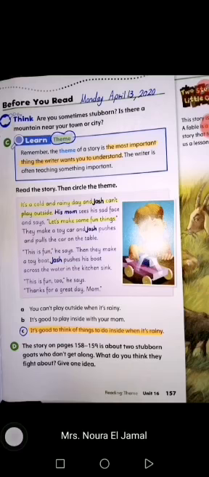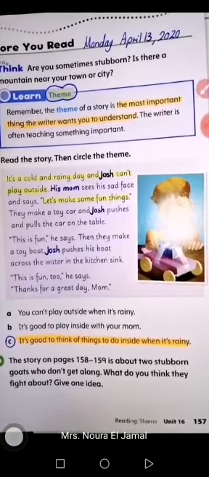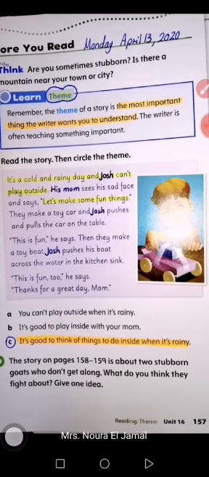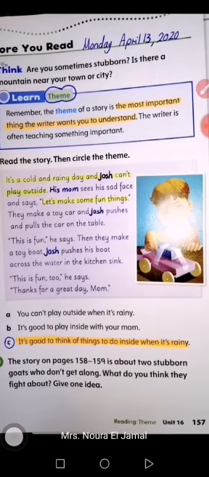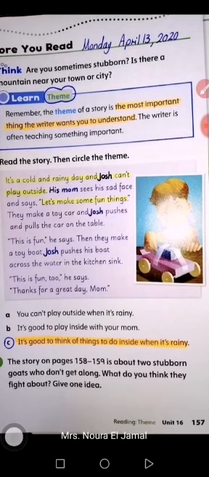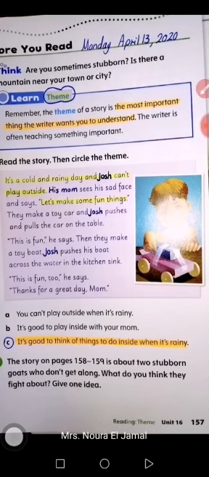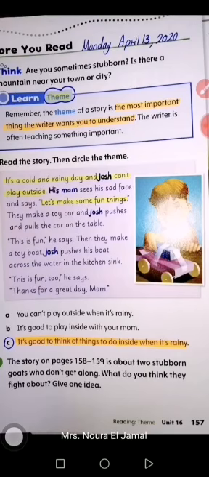"This is fun," he says. Then they make a toy boat. So they make first a toy car, then after that they make a toy boat. Josh pushes his boat across the water in the kitchen sink. "This is fun too," he says. "Thanks for a great day, Mom."